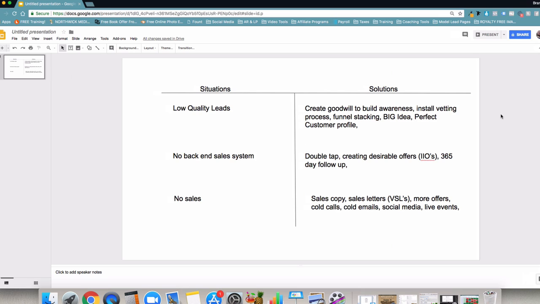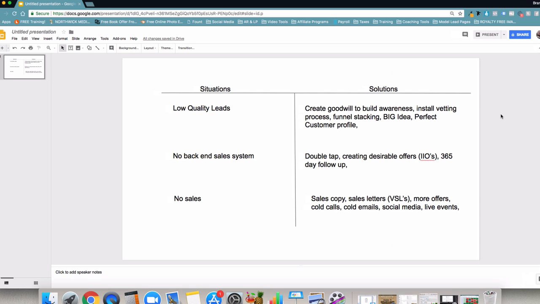But here's what we have. On the left-hand side, we got our situations. On the right-hand side, we have our solutions. You can see that the major situations with a lot of the prospects and clients that we deal with, they come to us and they're saying, look, I got low-quality leads, right? People that were getting us leads, they weren't converting, and they got to be low quality, right?